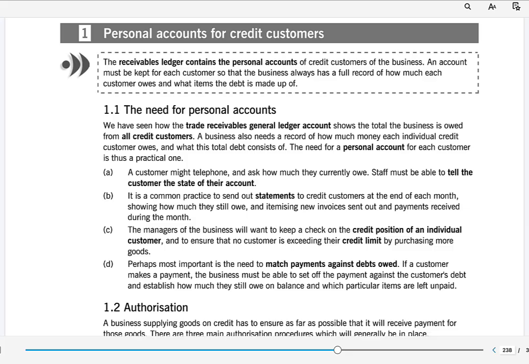Exam recommendations for Lesson 1. 1. Learn the definition in simple words. The receivables ledger contains the personal accounts of credit customers, showing what each customer owes. 2. When asked why we keep personal accounts, give practical reasons. Balance inquiry, statements, credit control, matching payments to invoices. 3. Do not confuse the receivables ledger with the general ledger. Receivables ledger is individual customer accounts. General ledger control account is the total.